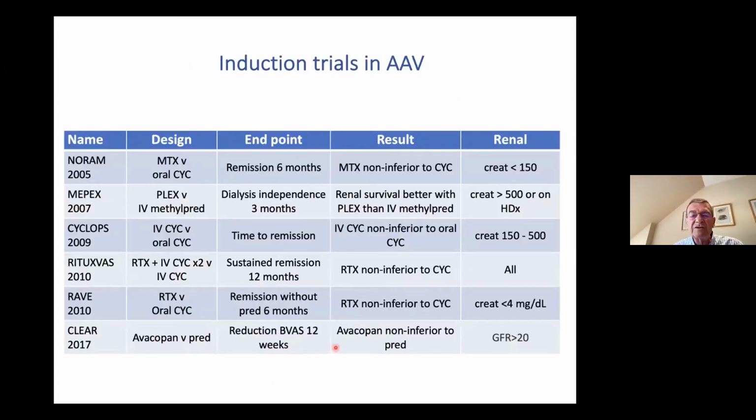So what of induction trials in vasculitis? These are all historic trials up to 2017, and I'll summarize them very briefly only. So the NORAM study showed that methotrexate was equivalent to oral cyclophosphamide for induction in patients with early disease or limited disease.